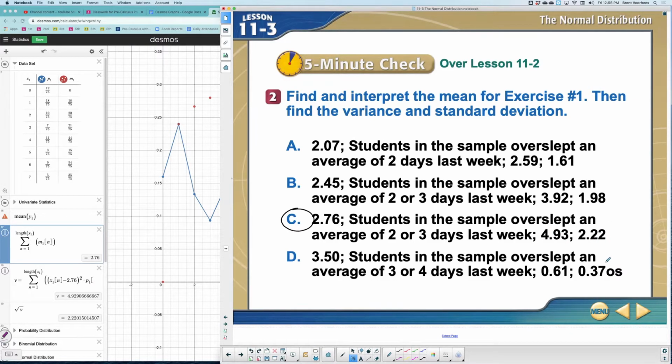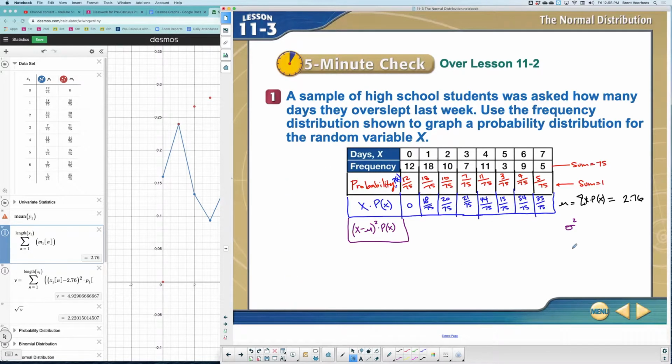The symbols one more time. Let me go ahead and write this over here. That would be my variance symbol right there. My variance would equal 4.93, and I'm approximating. And so the standard deviation is the square root of that, which is approximately 2.22.